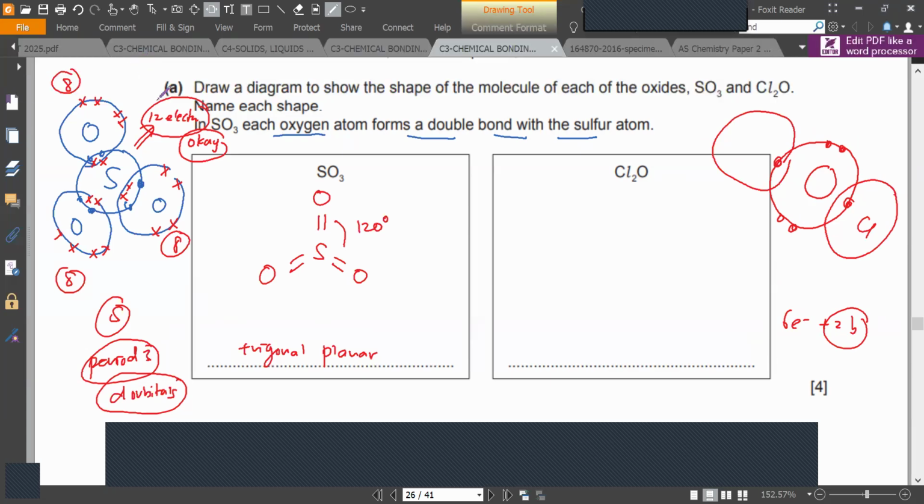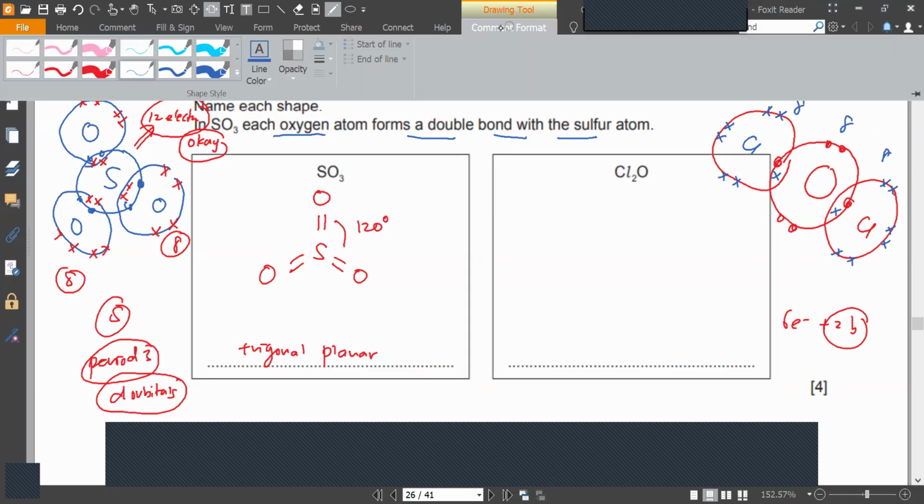Chlorine has 7 outer electrons. 1, 2, 3, 4, 5, 6, 7. So it only needs to form another 1 bond to get the octet. No problem. So all of them have octet now. It works out.